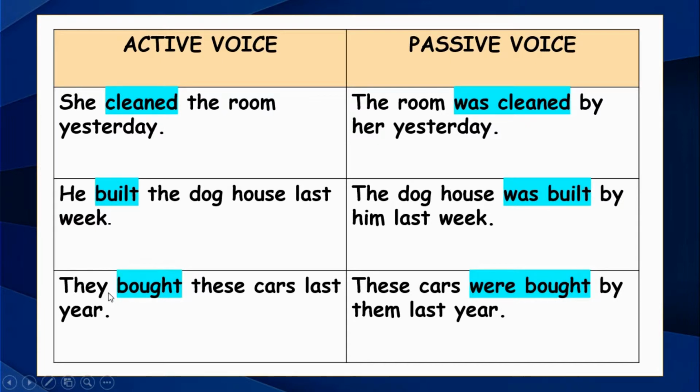And the last sentence here, they bought these cars last year. They is the subject, bought is the verb V2, these cars is the object. Okay, so these cars has become subject of passive voice. Were bought, bought is the V3 and were auxiliary is added to it. By whom? They has become them over here. Okay, have you understood the changes, dear?